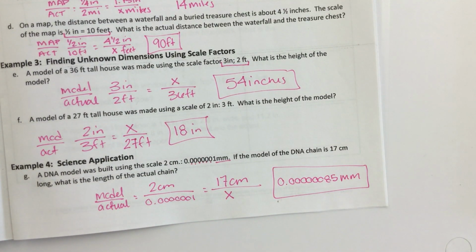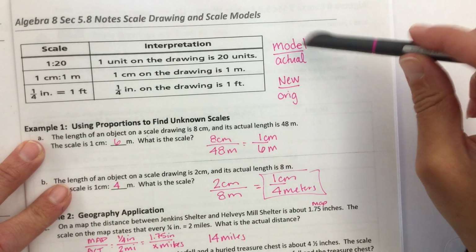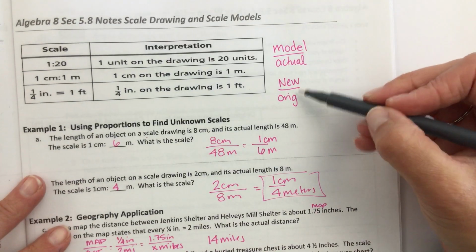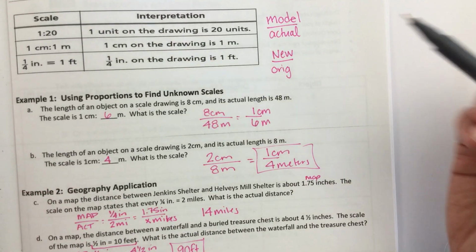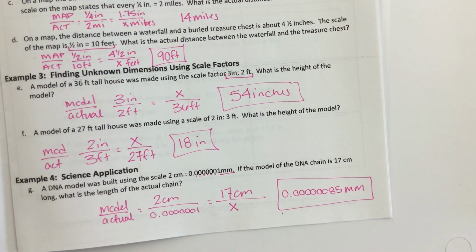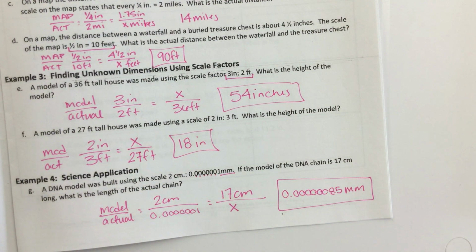Okay, so using proportions, the big takeaway: the model, the scale, the map, the drawing, they always go on the top. The actual or the original always goes on the bottom. And then you should be able to set those problems up just like we've been practicing and use proportions to solve.